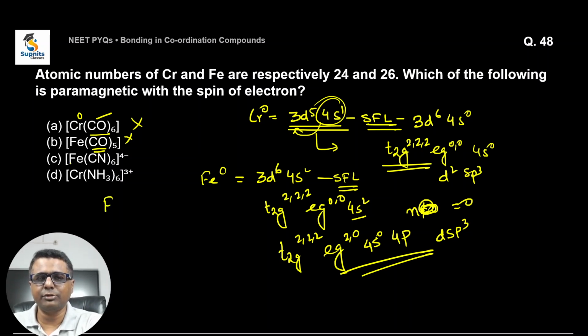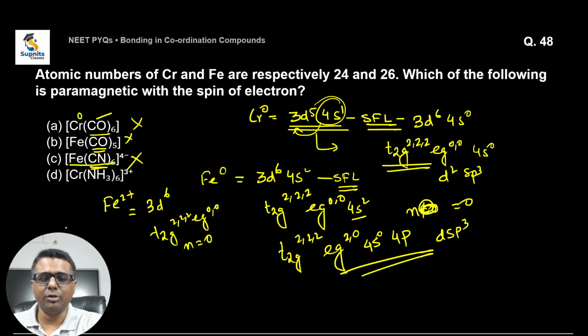Let us go for this one, ferrocyanide ion. The iron will be 2 plus. Iron 2 plus means this is basically 3d6, nothing else. Now it is with a strong field ligand, so it will be t2g 2,2,2 eg 0,0. Unpaired electrons will be 0. So again it is diamagnetic, it is not going to help. You can give this a tick.